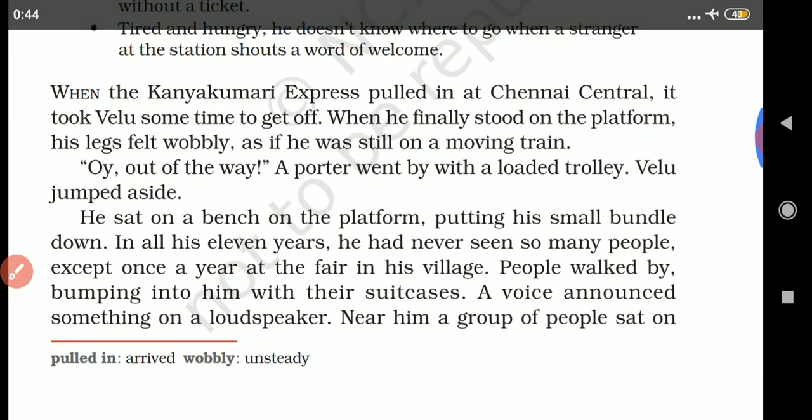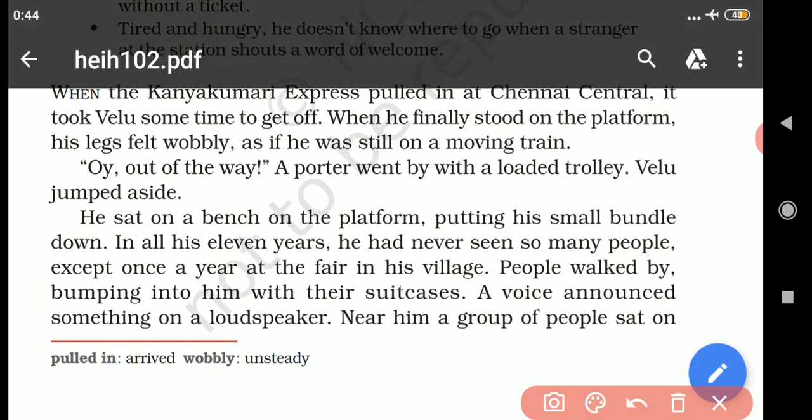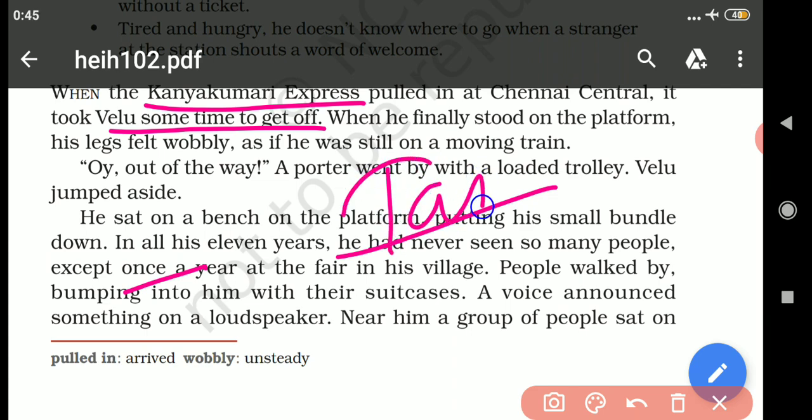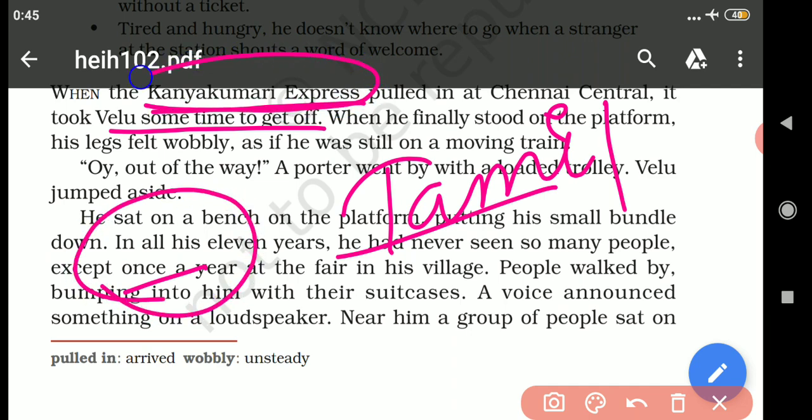When the Kanyakumari Express pulled in at Chennai Central, it took Velu some time to get off. So in which train did he travel? He traveled in the Kanyakumari Express. So here we can clearly get an idea from which particular state Velu was coming to Chennai, means from which state to which state he was traveling. He was coming to Chennai, means he was coming to Tamil Nadu. He was coming to Tamil Nadu from which state? As the name goes, it is Kanyakumari Express. So I'm pretty sure that he was coming from Kerala. Okay, he was coming from Kerala.